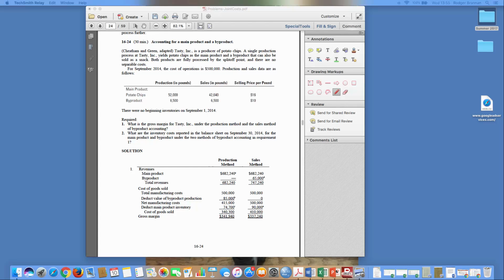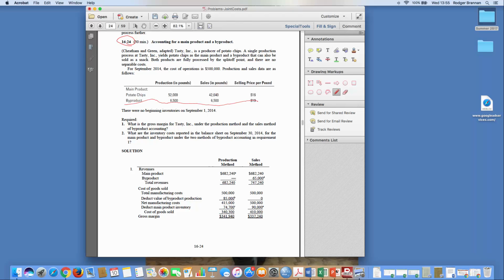All right, finally, the last one here, number 24, looks at what you do about a byproduct. In this case, the byproduct is identified. They produced 8,500 pounds, sales are 6,500, and the selling price per pound is $10. They're telling you that this is a byproduct. Now, the easiest way to handle byproducts is to use what's called the sales method. In which case, if I'm selling 6,500 pounds at $10 per pound, I will generate additional revenue of $65,000. Simply add that to my total revenues.